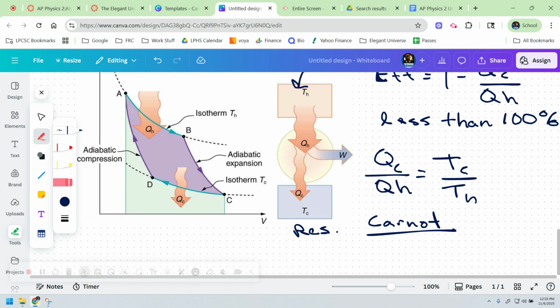why don't we just think of efficiency? Oh, that is very frustrating. There we go.